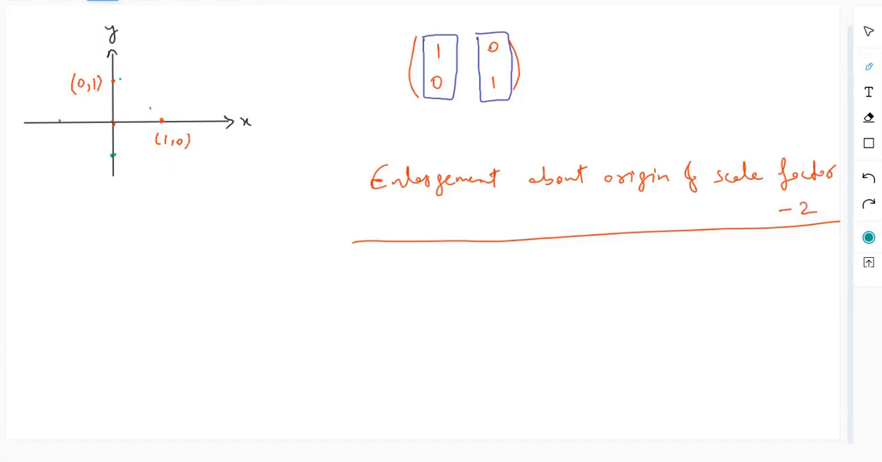It will go on the other side. 1 0 जो है, it will go to the other side there. ठीक है? ये चला जाएगा -2 0 पे. Very good. So 2 units, origin से distance होएगा, लेकिन origin के दूसरी side के ऊपर. So that's -2 0. All right.